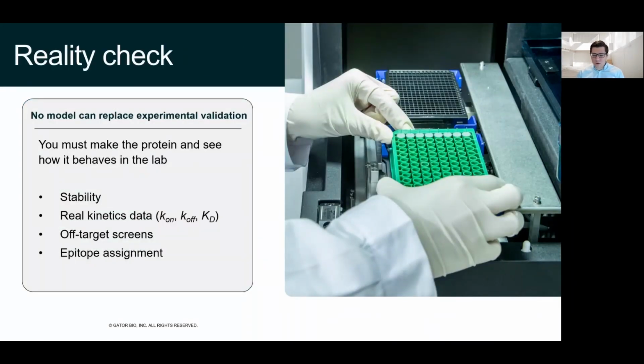However, no matter how good your AI methodology or algorithms may be, you still need to make those proteins. You need a way to capture them. You need a way to study them interacting with their targets. You need to observe their stability. You need real binding data. You need off-target screens. You need to confirm the epitope assignment. All these things still have to be done regardless of how good the in silico data may look.